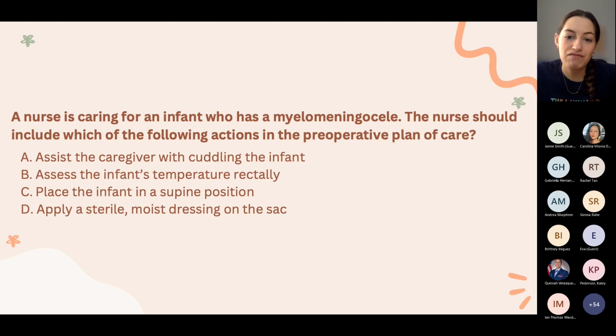All right, a nurse is caring for an infant who has a myelomeningocele. The nurse should include which of the following actions in the preoperative plan of care? Assist the caregiver with cuddling the infant, assess the infant's temperature rectally, place the infant in a supine position, or apply a sterile dressing on the sac.